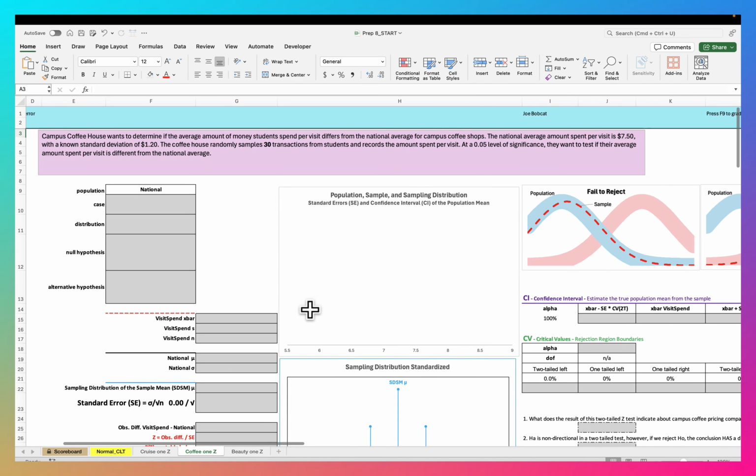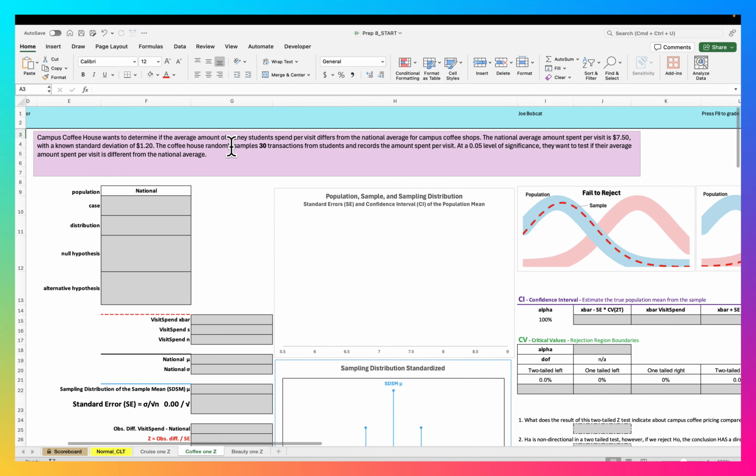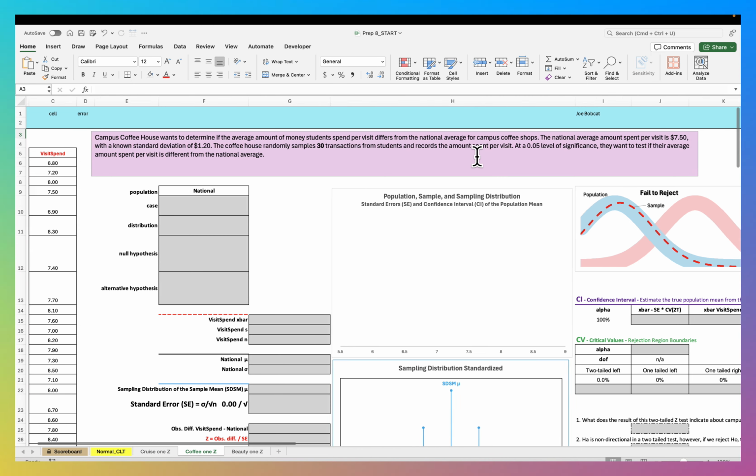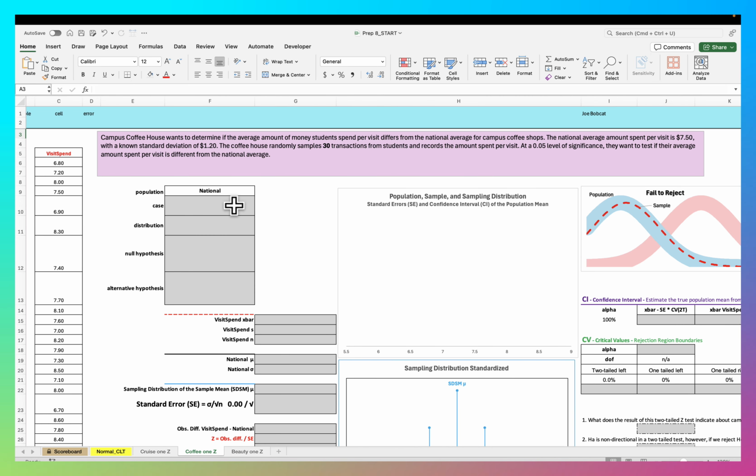In this example, Campus Coffee House wants to determine if the average amount of money students spend per visit differs from the national average for campus coffee shops. The national average amount spent per visit is $7.50 with a known standard deviation of $1.20. The coffee house randomly samples 30 transactions from students and records the amount spent per visit. At the 0.05 level of significance, they want to test if their average amount spent per visit is different from the national average. So different, remember, means two-tailed test.